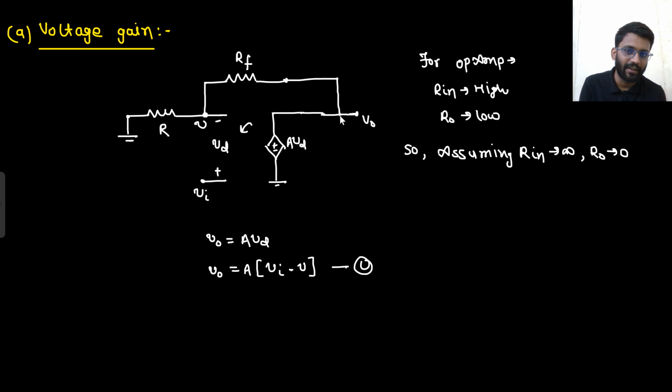this is a potential divider from V naught towards R. This is simply a potential divider. So what will be V? V will be V naught into R upon R plus RF. Isn't it a simple potential divider?